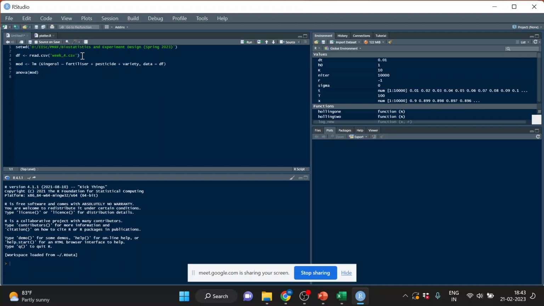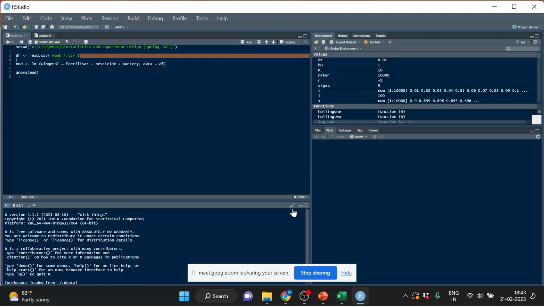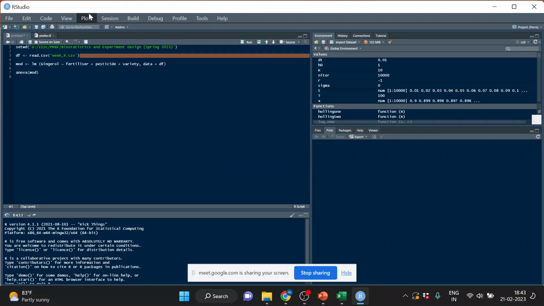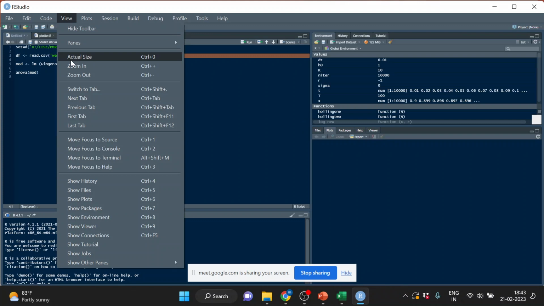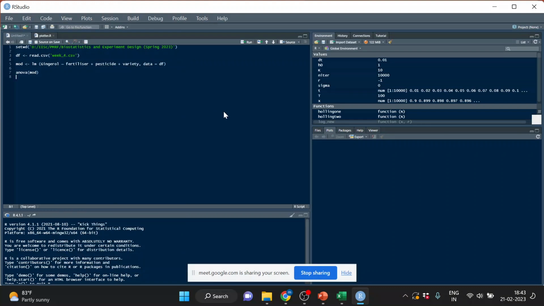Can you zoom it, sir? Can you zoom it? I don't know how to do that. Yeah, View, Zoom, okay, and control plus. Yeah, control plus.